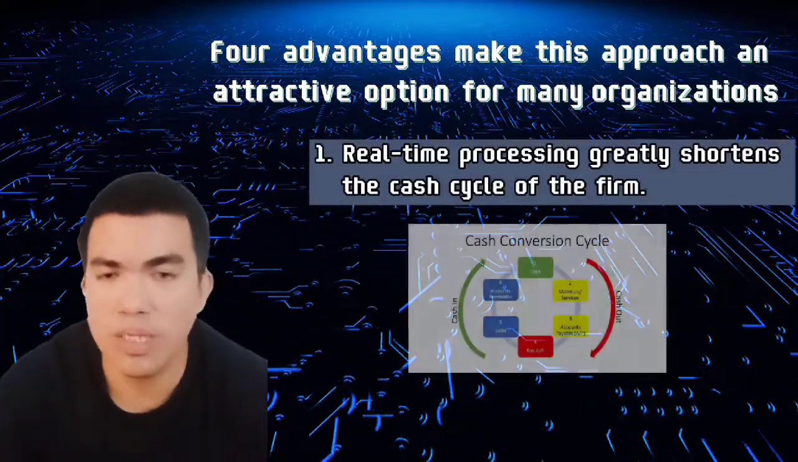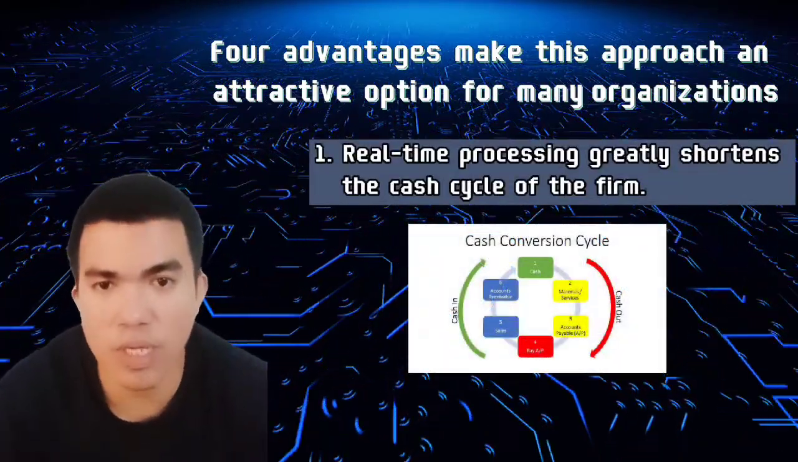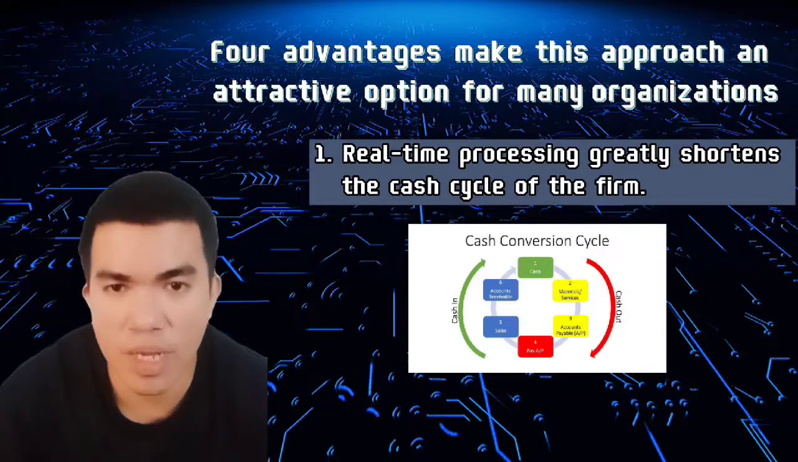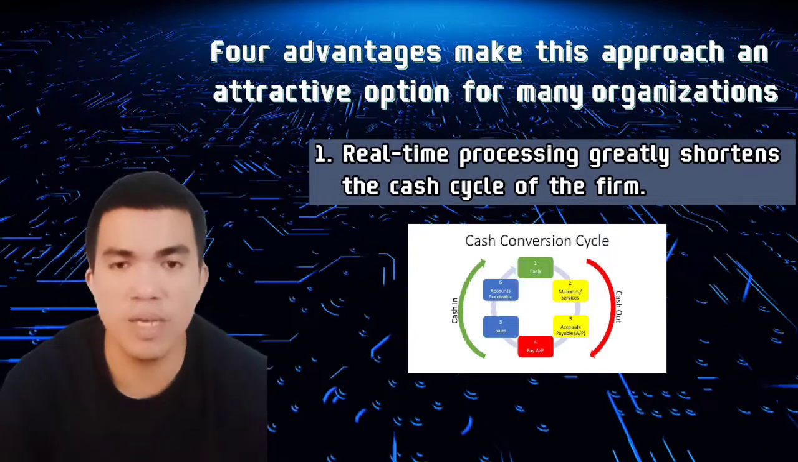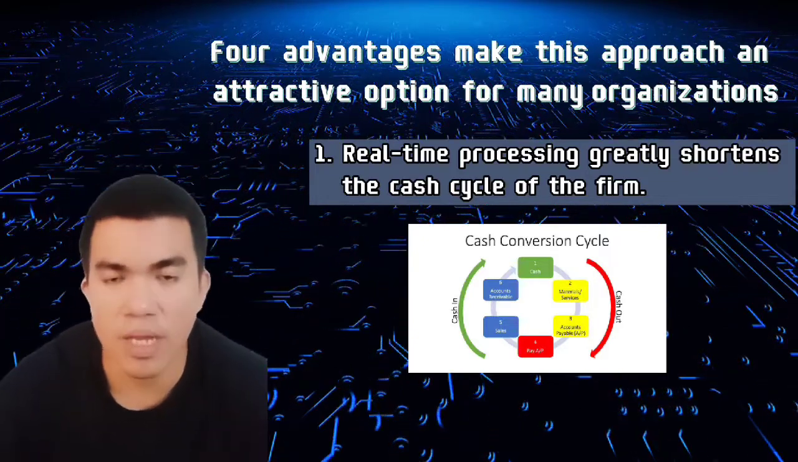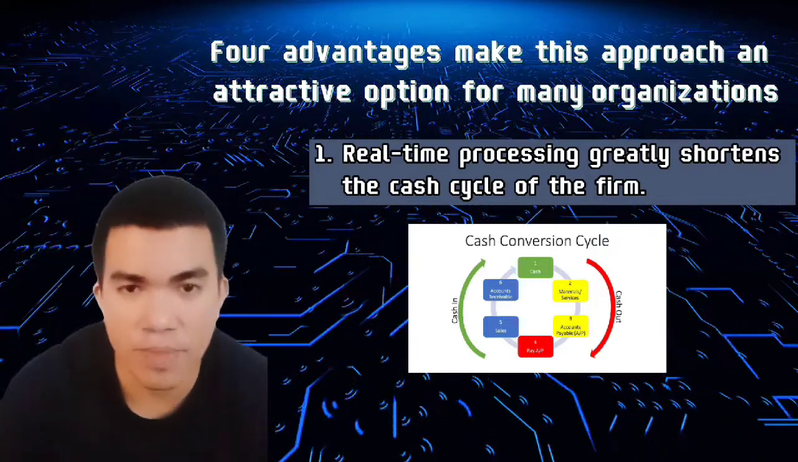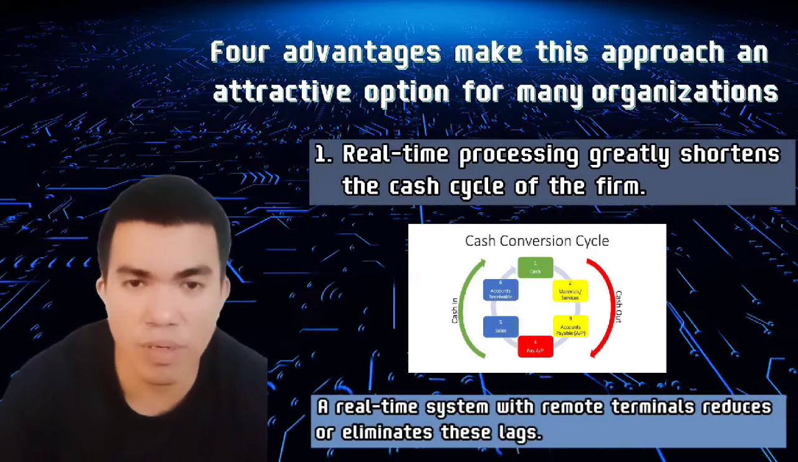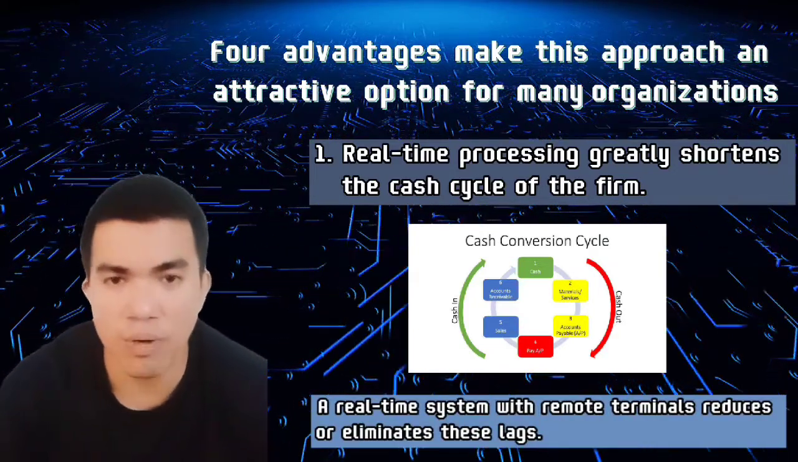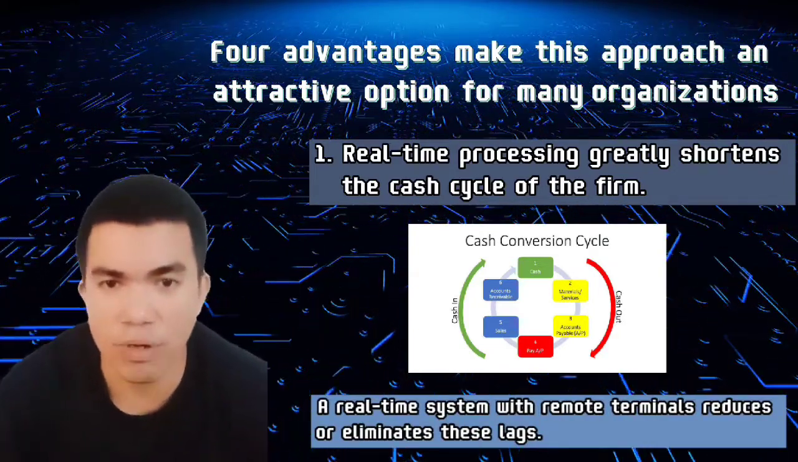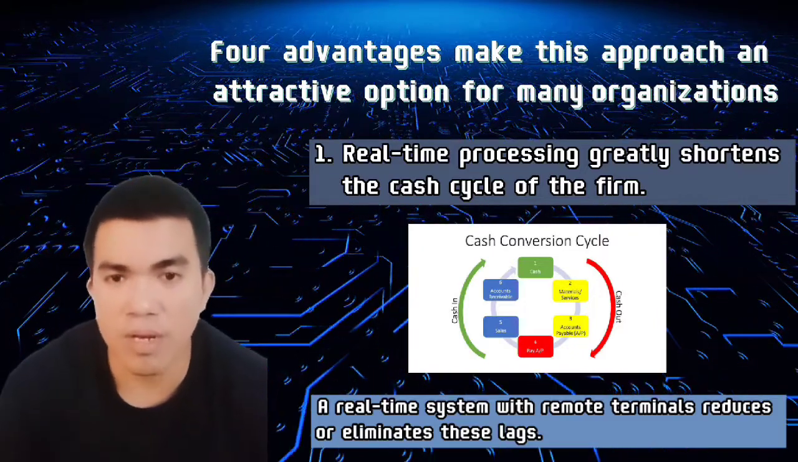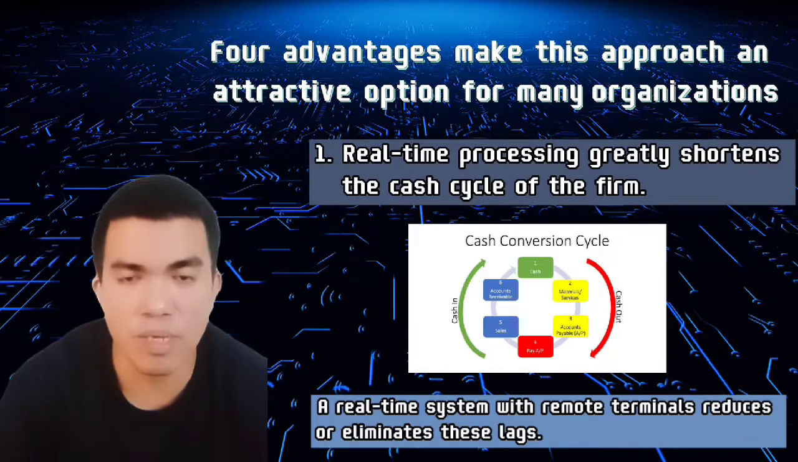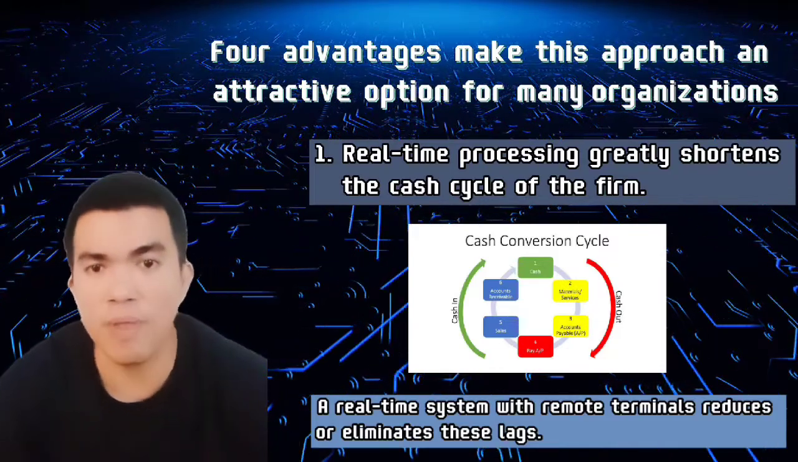Number 1. Real-time processing greatly shortens the cash cycle of the firm. Lags inherent in traditional systems can cause a delay of several days between taking an order and billing the customer. Real-time processing with remote terminals reduces or eliminates these lags. An order received in the morning may be shipped by early afternoon, thus permitting same-day billing of the customer.